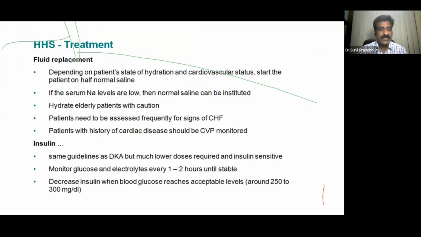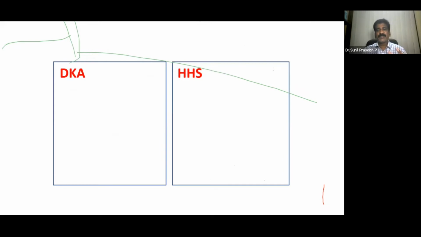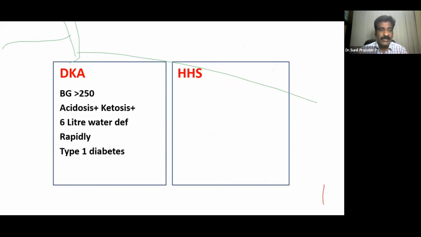The insulin guidelines are almost similar to diabetic ketoacidosis. Most often, we may require lower doses, especially in insulin-sensitive patients. So the essential difference, which all of us should understand, between diabetic ketoacidosis and HHS is in blood glucose. If you look at the blood glucose in DKA, it comes to the tune of more than 250 milligrams. Acidosis, ketosis present. The water deficiency is to the tune of 6 liters. It develops more rapidly than HHS. Most often it is seen in type 1 diabetic patients.